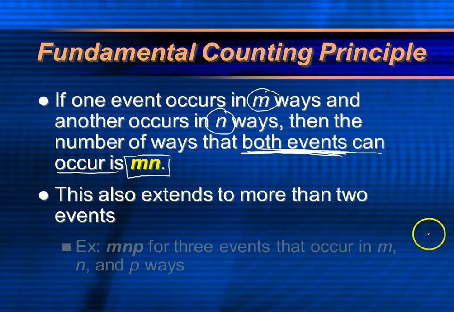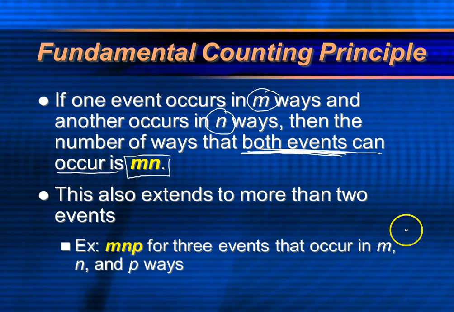This also extends to more than two events, so you can do this for m, n, and p. Or you could put a fourth event or a fifth event, it doesn't matter. If we're trying to figure out multiple events happening, you just multiply.